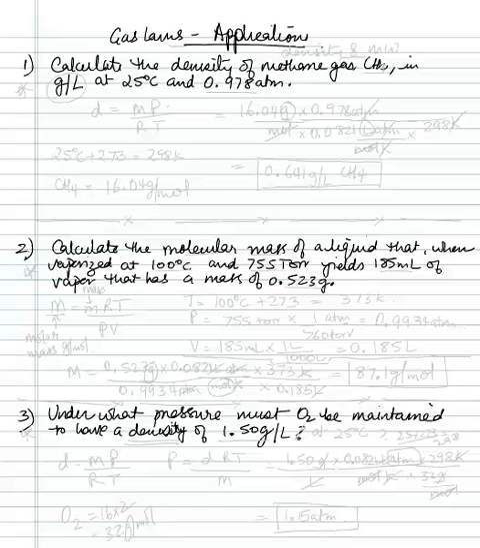Now we're going to work on some of the applications of gas laws. Two of the applications that we have very commonly are density and molecular weight of gas laws. So these are the problems you're going to do. The first one that we'll work on is: calculate the density of methane gas, which is CH4, in grams per liter at 25 degrees Celsius and 0.978 atmospheres.